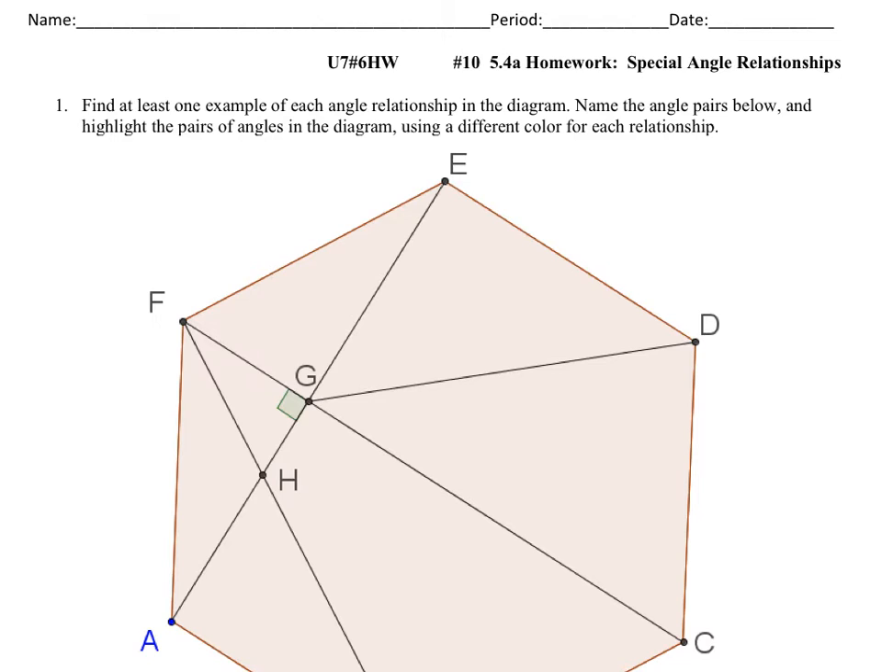Find at least one example of each angle relationship in the diagram. Name the angle pairs below and highlight the pairs of angles in the diagram. We'll use different colors to show that.